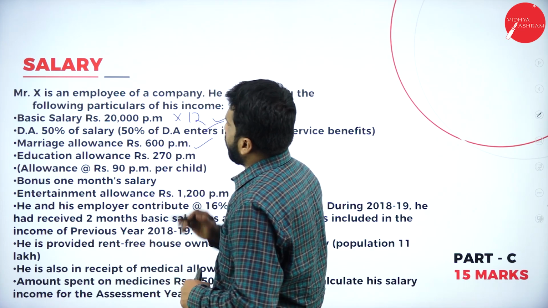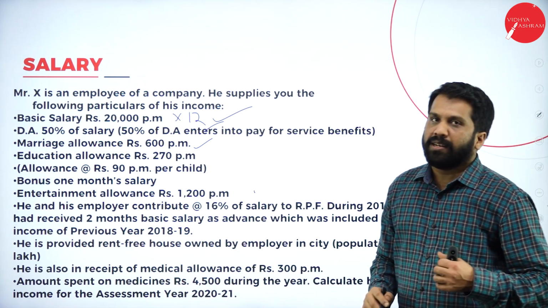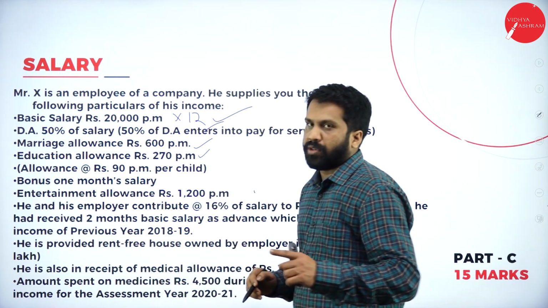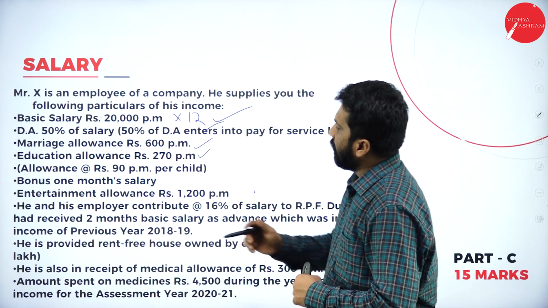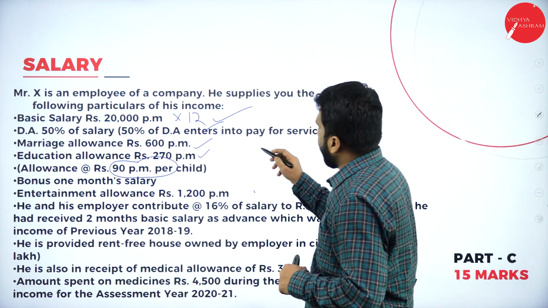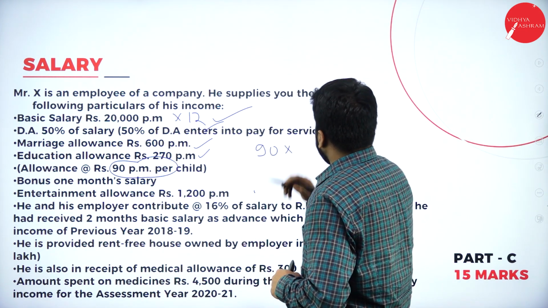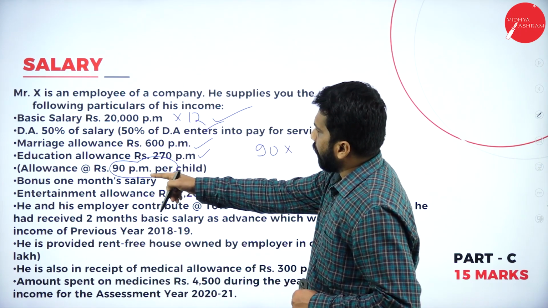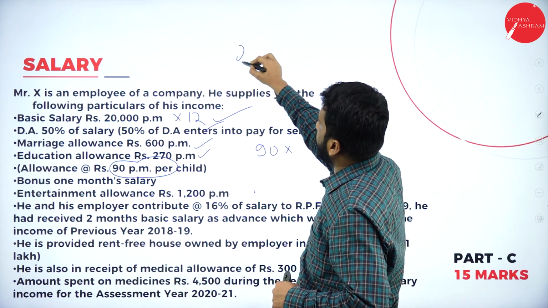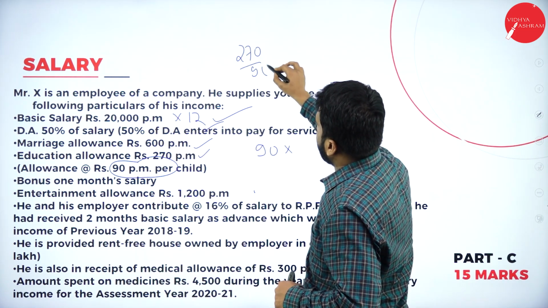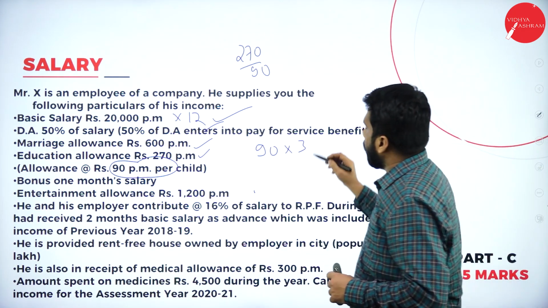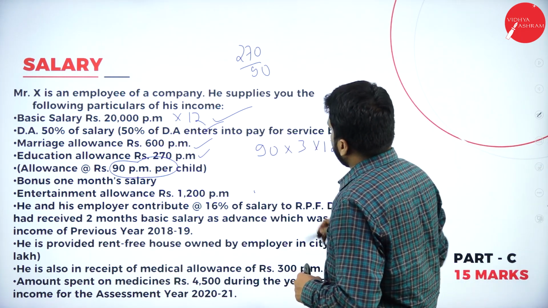Marriage allowance, fully taxable. 600 into 12, fully taxable. Education allowance, 270. You know that if they give 270, they have given 90 per month per child. What they have done? 90 into how many children? They have given 90 per month per child for 3 children. 270 divided by 90, for 3 children. Now, into 12 they have given maximum.